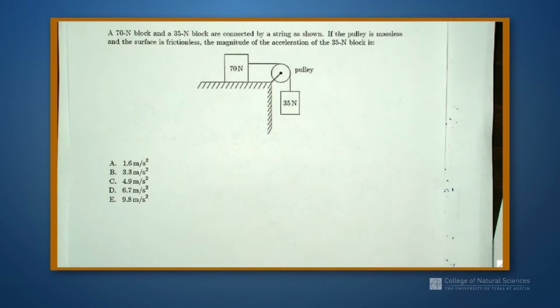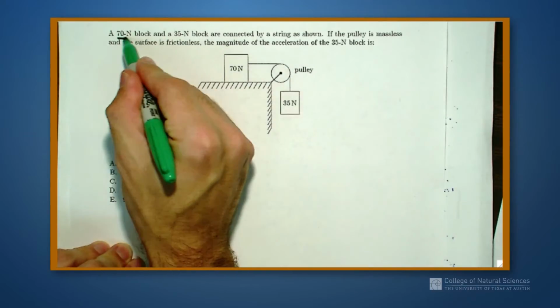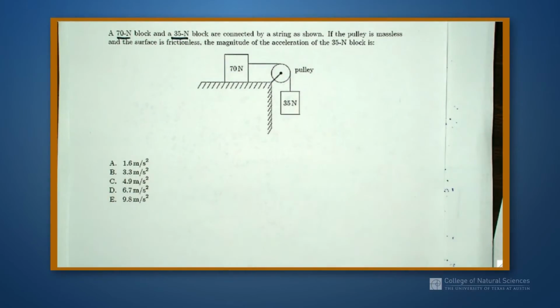All right, let's take a look at this problem together. It's just two blocks connected by a pulley as shown. They're given in terms of their weight. They're actually given already as weights, not as masses. They're connected by a massless string on a surface that's frictionless. And we want to know what's the acceleration of the 35 Newton block.